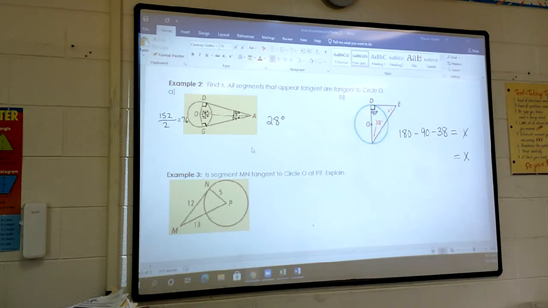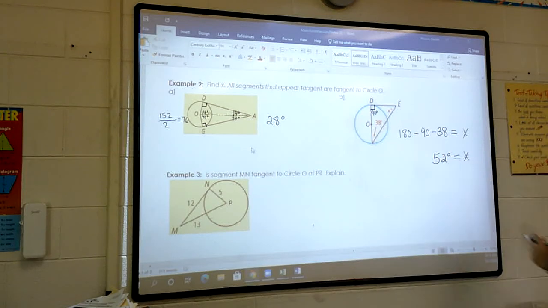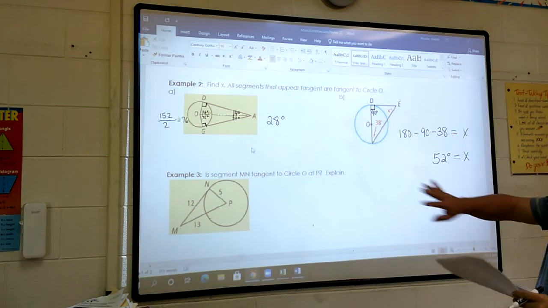Anybody got that? 52. Yep. So 52 degrees is the missing angle. So you have a 90-degree angle, 38-degree angle, and a 52-degree angle. Perfect. All right, last one. Example on this first page.